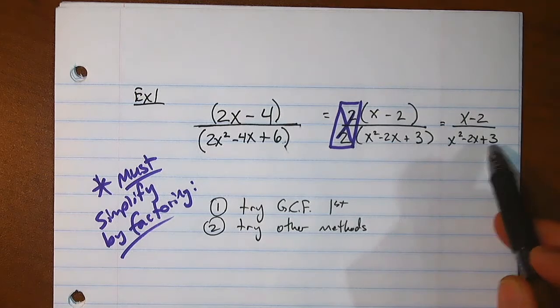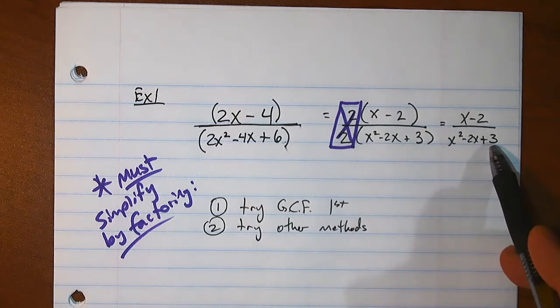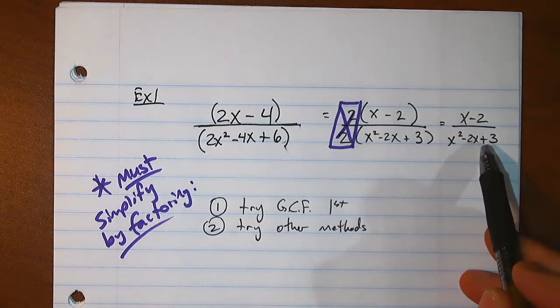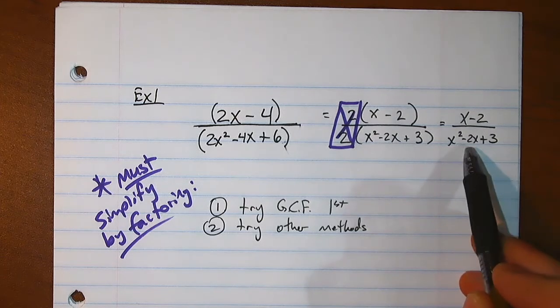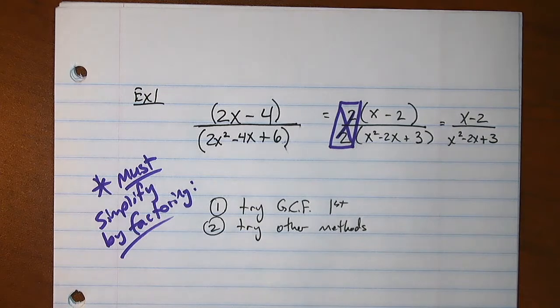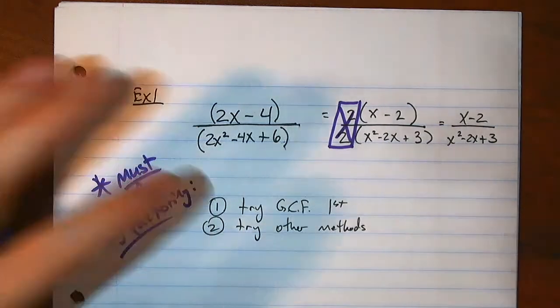Grouping is a possibility in the bottom, but notice if I did a 1 times a 3, I would get 3. The only factors of 3 are 1 and 3, and they do not add to equal 2. 1 plus 3 equals 4. It doesn't equal 2. So this will not factor. So that means this doesn't work. Okay, so I tried it, it didn't work, done with that.